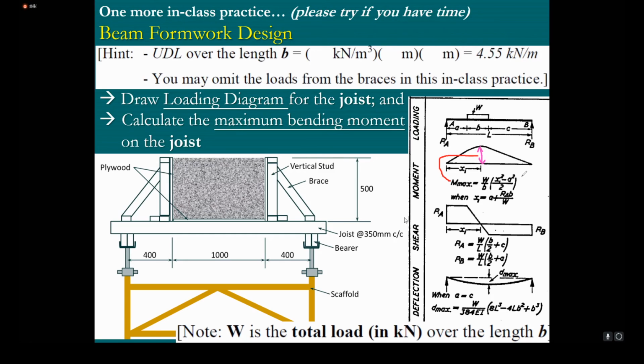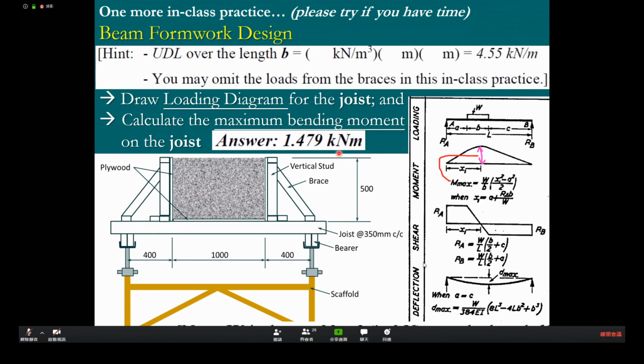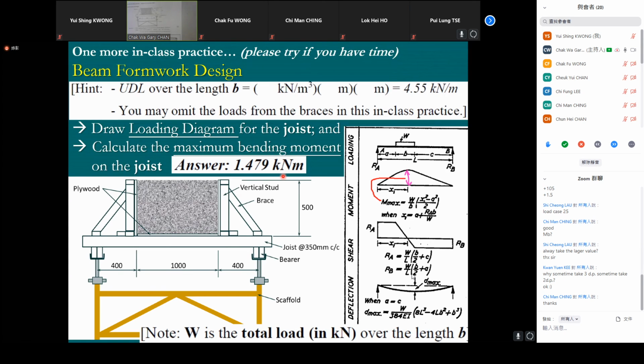Okay, and then you can double check your answer. The answer of the maximum bending moment is 1.479 kilonewton meter. Okay, so you may have a try if you have time. Okay, that's it for today. But if necessary, you may still stay here. I'll try to answer any of your inquiry. But I'll have to stop the recording.